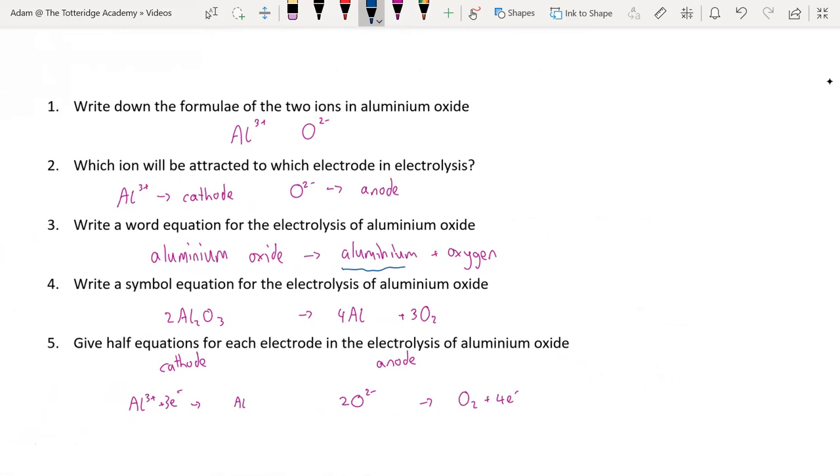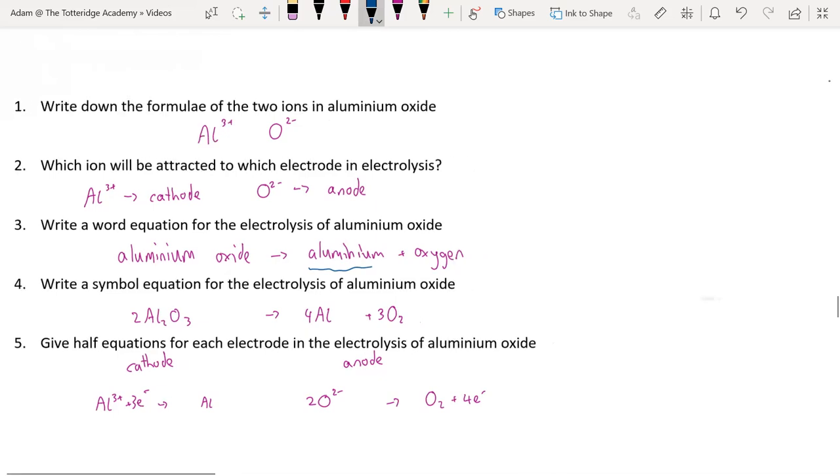Think about your answer. And now I'd like you to call out your answer on three. Why is it that we cannot use reduction with carbon to extract pure aluminium? One, two, three. I'm hoping you said, because aluminium is more reactive than carbon. So instead, we do electrolysis.